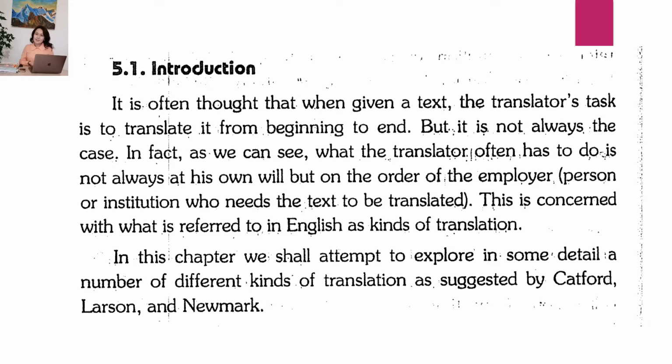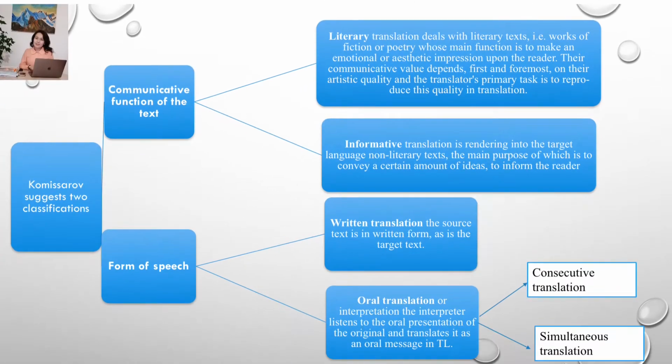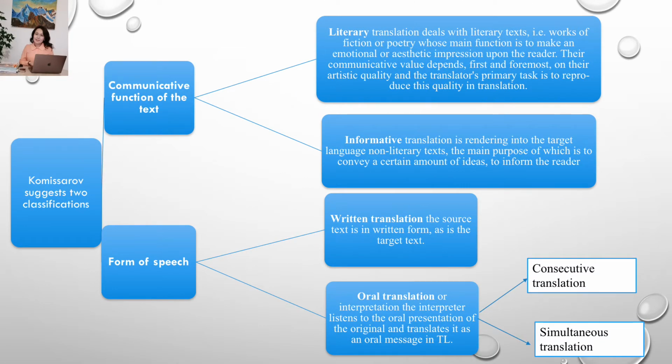In this chapter, we will identify the different kinds of translation as suggested by Комиссаров, Catword, Larson, and Newmark. Комиссаров suggests two classifications: communicative function of the text and form of speech. According to communicative function, he suggested two kinds: literary translation, which deals with literary texts, and informative translation, which is rendering non-literary texts into the target language. According to form of speech, he divided translation into two: written translation and oral translation.